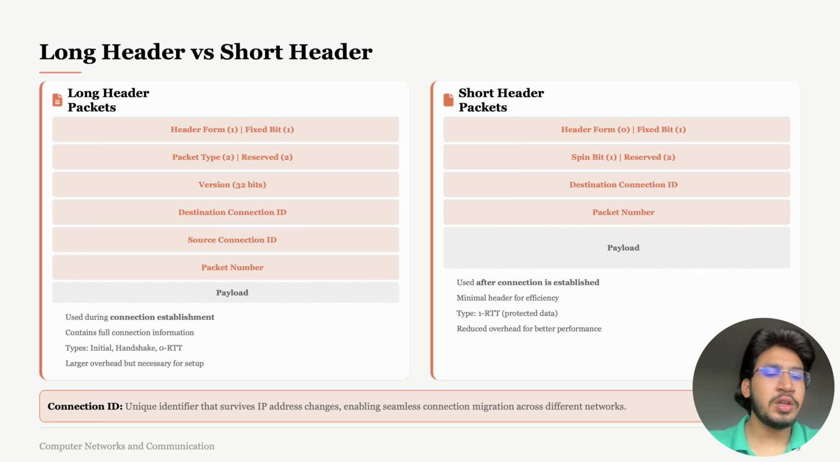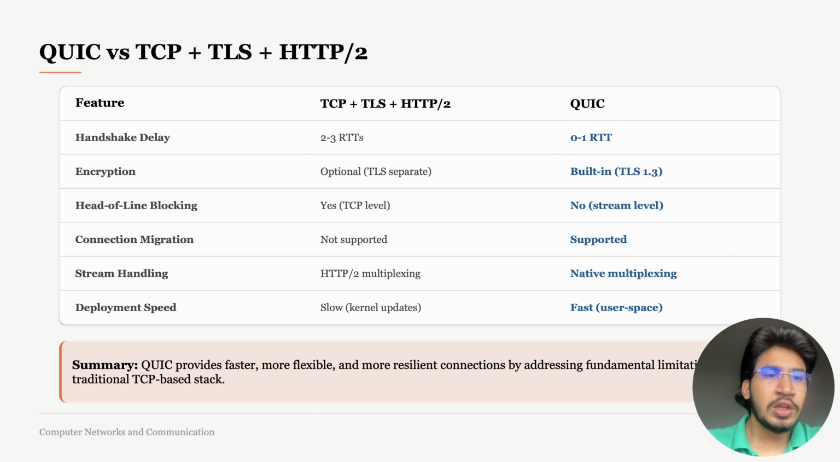There are some issues given here regarding the connection ID. The connection ID must be unique so that the connection survives IP address changes. In the next slide, we are comparing QUIC with TCP plus TLS plus HTTP2, which has been used many times before.